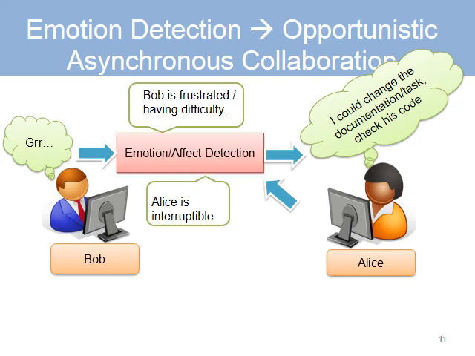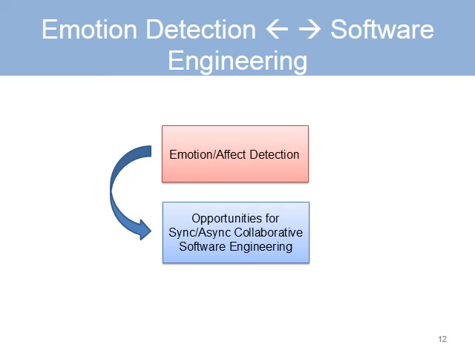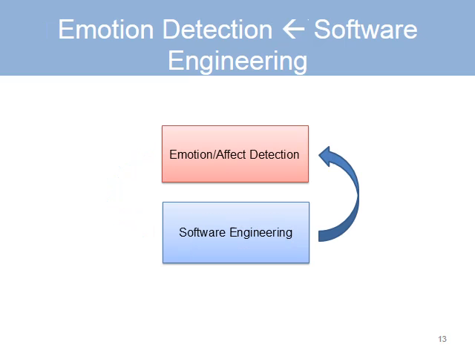So by detecting emotions, we have many more opportunities for opportunistic collaboration. And the exact set of possibilities is something that I'm arguing, and I think I have a lot of converted people here already, we should explore as a community. Okay? So that's the first part. The second part is, how can software engineering help emotion detection?